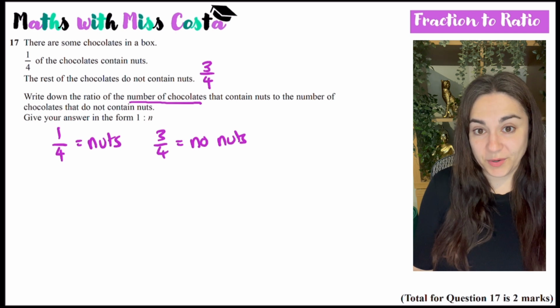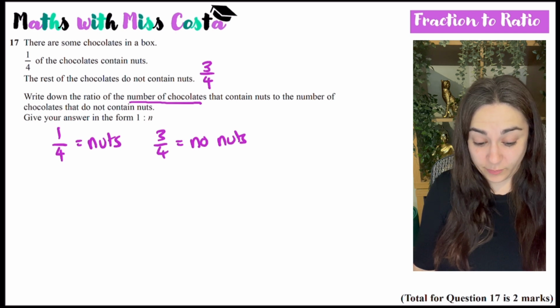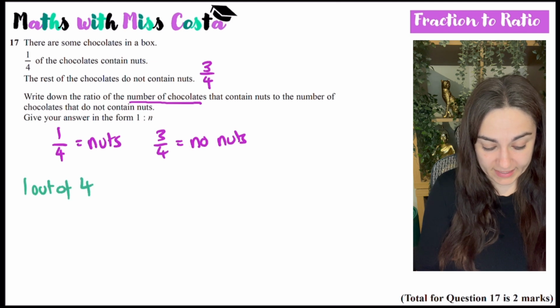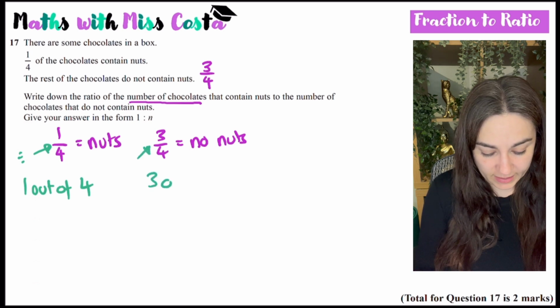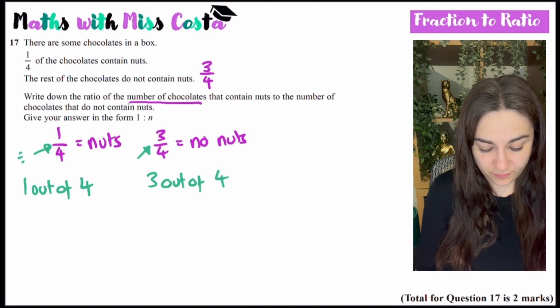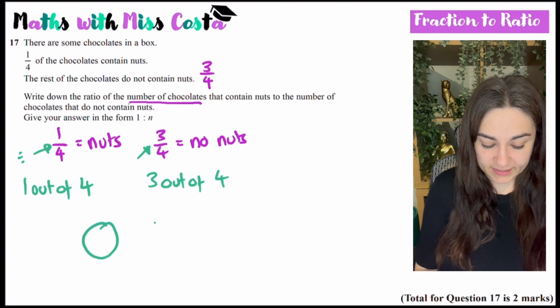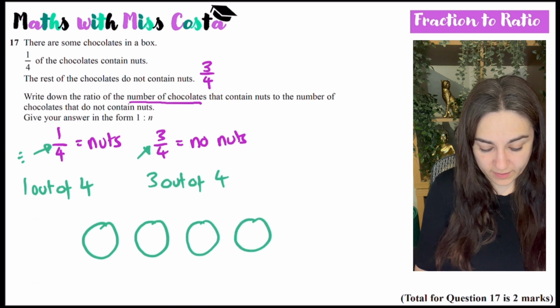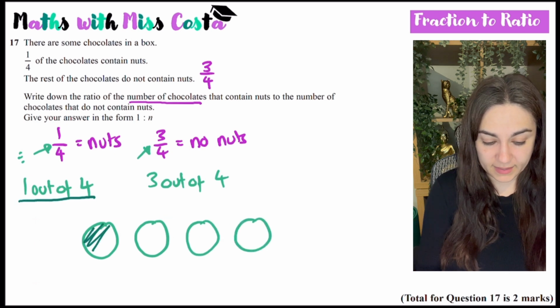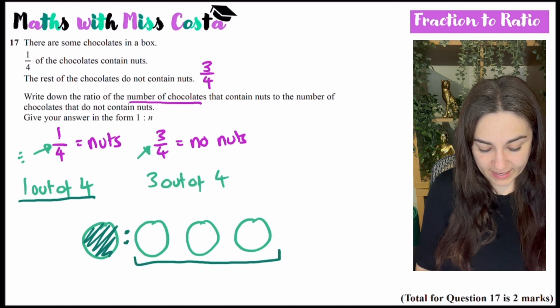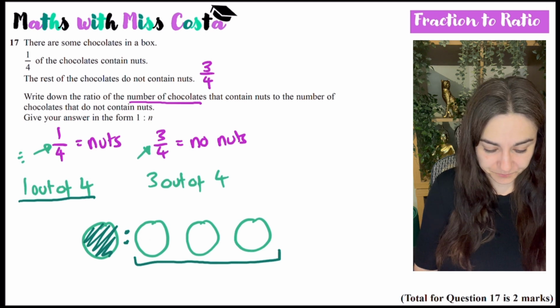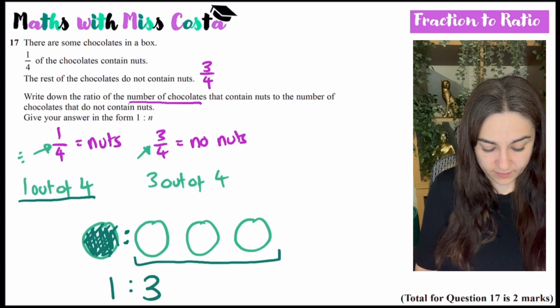To write this as a ratio, it's quite simple if we understand what's going on. What does a quarter mean? It means 1 out of 4. So it means divided by this line, which also means out of. And here, this means 3 out of 4 have no nuts. So therefore, I know that I'm going to have 1, 2, 3, 4 parts. And 1 out of 4 is going to be nuts. And 3 out of 4 is going to be no nuts. So all I need to do is turn that into a number, 1 to 3.